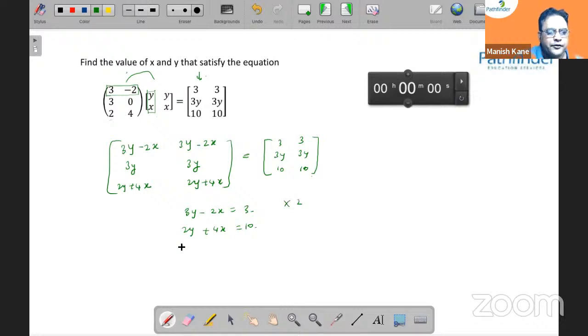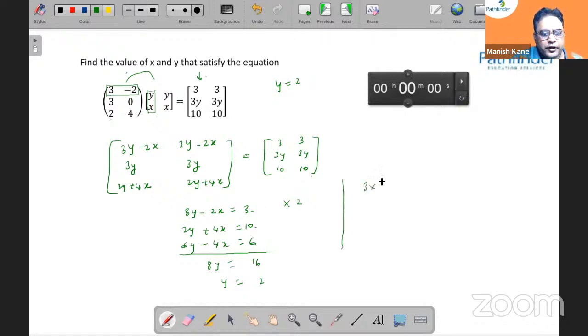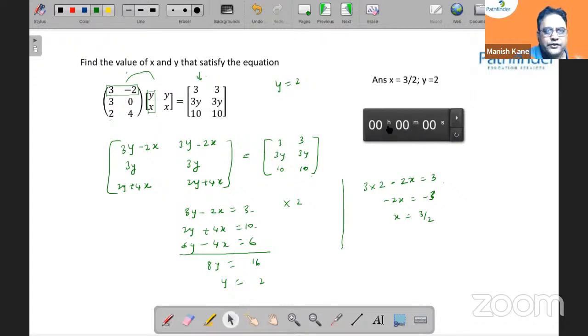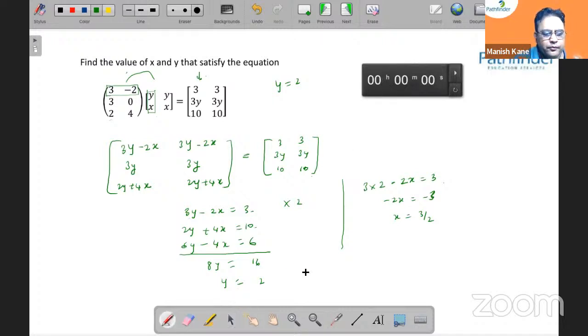How to solve? Just multiply the first one by 2. 6y minus 4x is equal to 6. Add up these two. You get 8y is equal to 16. And we've quickly got the value of y as 2. So y is equal to 2. If you put y is equal to 2 in any one of the equations, 3 into 2, I put it in the first equation, minus 2x is equal to 3. So minus 2x is equal to 3 minus 6, that is minus 3. X is equal to 3 by 2. So there are two possible values, x is 3 by 2 and y is equal to 2. So for this, the two matrices are equal.